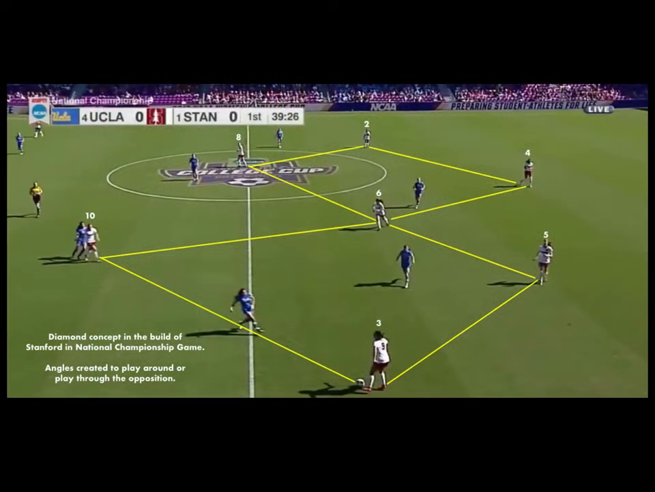Here's an actual image of a team in this diamond idea. So this would be Stanford in the national championship game. It's not exactly the shape that we drew up on the prior slide. This time the 6 creates the inside part of the diamond with the 10 coming back to receive, and then the 3 high and wide to receive and play around.